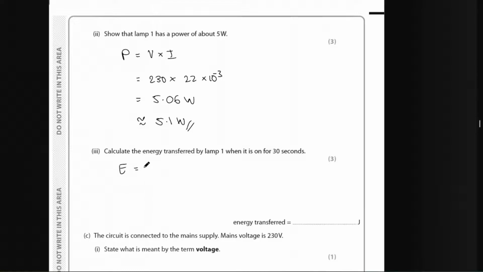Energy is equal to, since power is the rate of doing work, P is equal to energy over time. So E is equal to power times time. The power we just calculated is, let's use 5.06 because it's not rounded, times 30 seconds, which gives us 151.8 joules. Again, we can round this to 2 or 3 significant figures. Let's go with 2 significant figures here, 150 joules.